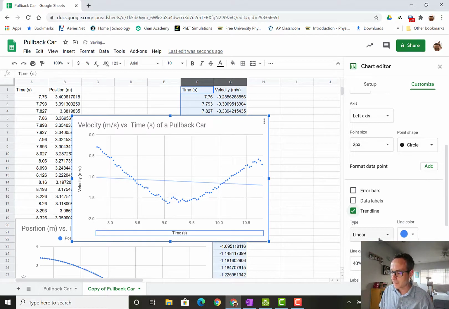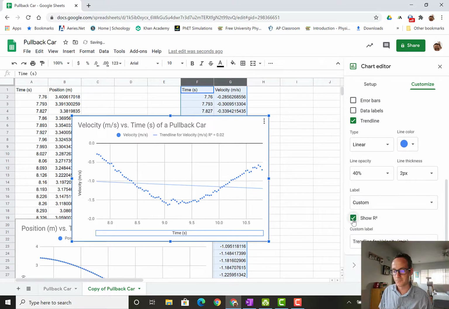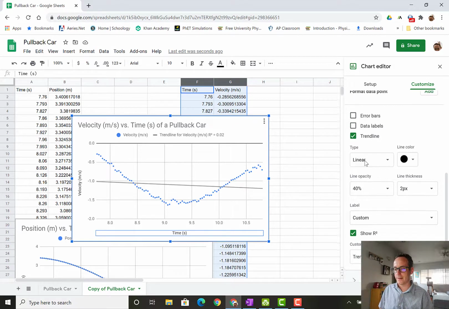So trend line, in this case, linear. What do you think the R squared value would be for this linear trend line? Let's see. 0.02. That is not a good R squared value. Let's make that line black again. That line does not fit that data at all. So that is not a good way to model that. Now, I'm not going to go any further there.